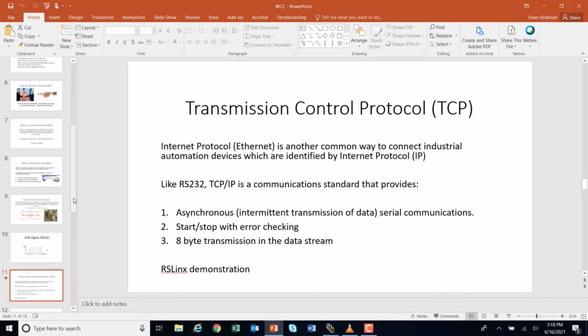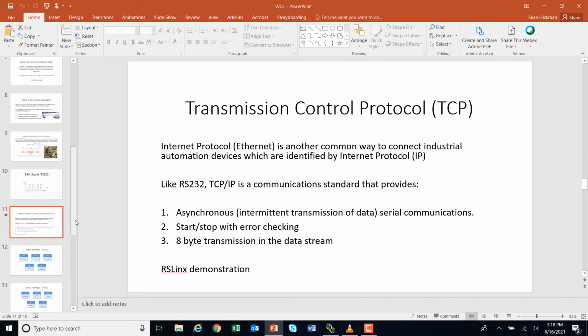All right. Now, transmission control protocol, TCP/IP, is what we use now. RS-232 is certainly still out there, but now we're using TCP/IP for Industry 4.0. It's a communication standard, and it provides asynchronous, which is intermittent, transmission of data. It's not always transmitting, only when it needs to, just like the telegraph. Serial communications has a start and a stop. It has error checking. And we have 8-bit transmission in the data stream. They're a little bit different in the way that it does it, but basically that's how it's talking, with the ones and the zeros.